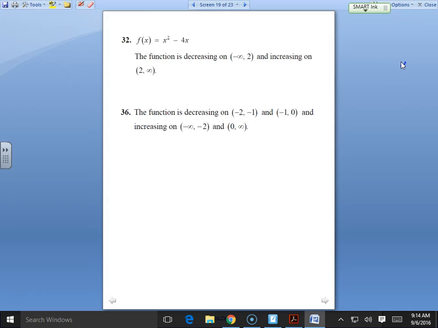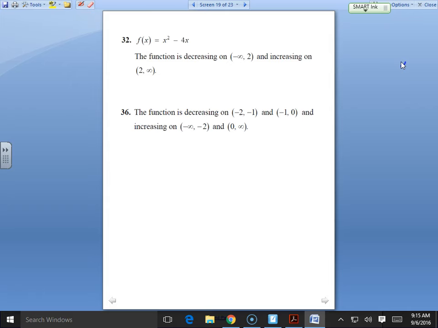Number 36, decreasing in 2 different places, increasing in 2 different places. They combined it with an and. If you want to be super mathematical, you combine it with a union symbol or with a comma. I will take any. Just don't necessarily write them next to each other. That's a little awkward. Separate it somehow. Comma and and. That's good to go.